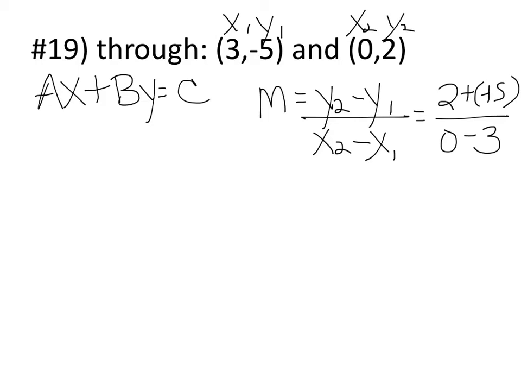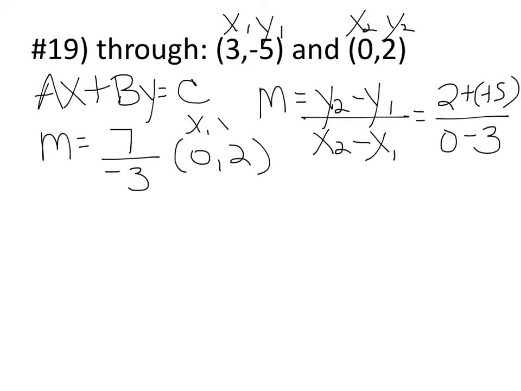Add a line, change the sign. So your slope, 2 plus 5 is 7. 0 minus 3 is negative 3. So your slope is negative 7/3. And I'm going to choose the point 0, 2, because it has a 0 in it, that'll make my life easier.